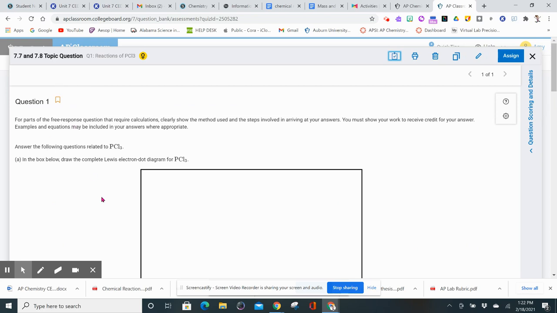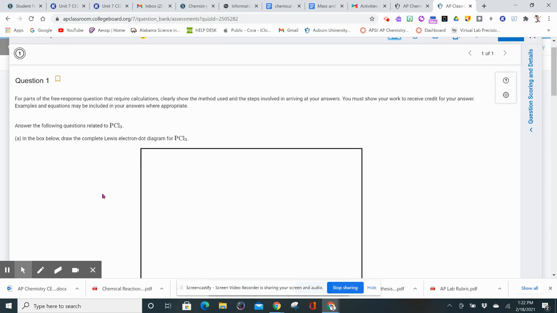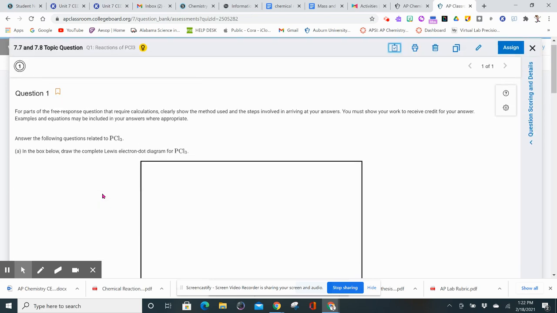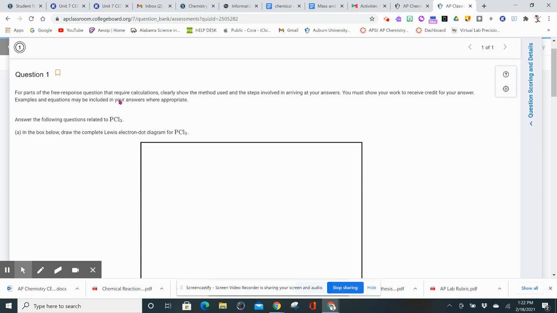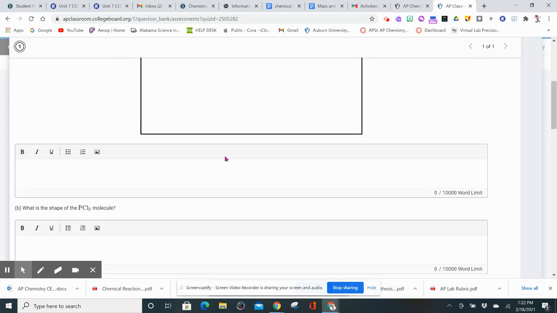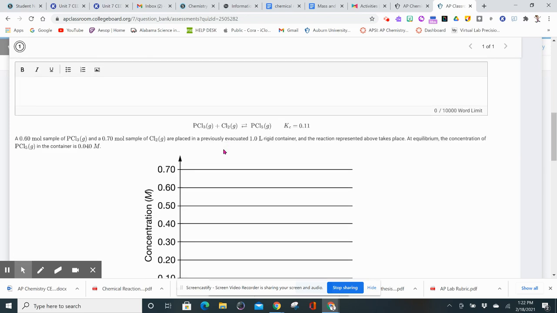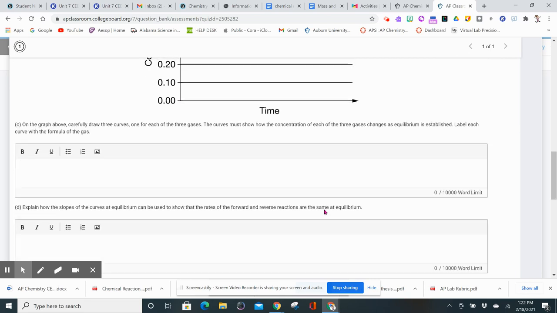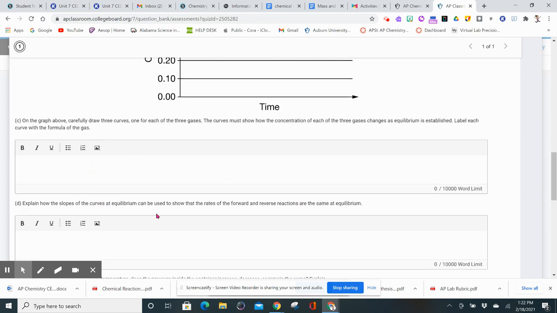I haven't assigned them necessarily as homework, but I do have progress checks for Unit 7 opened. If you want to use those as a practice test or something, you can. So this one you just draw it. That's going to be the shape. The graph is the one where they slope down and slope up. Reactants will slope down, products will slope up.